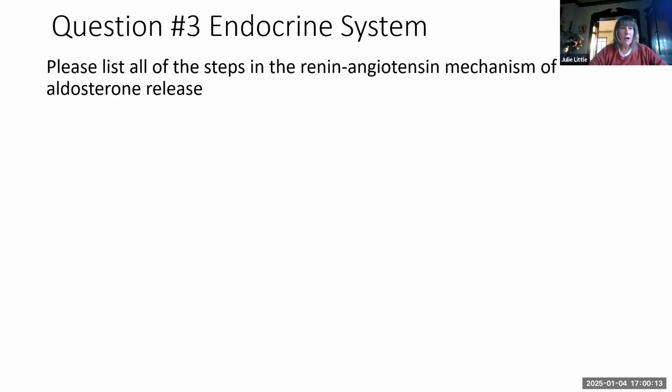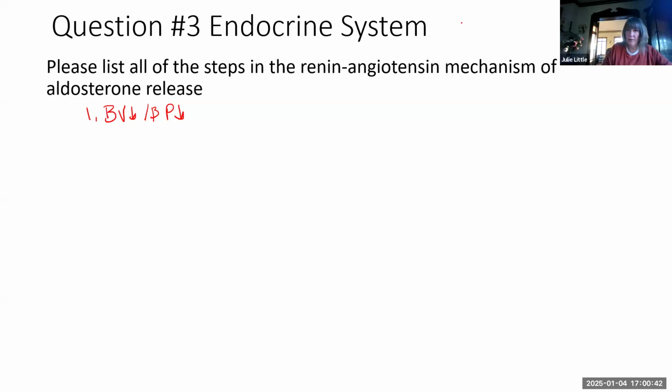Okay. So with the renin-angiotensin mechanism of aldosterone release, what we're talking about is control of blood pressure through this hormone called aldosterone. And so we always want to have adequate blood pressure. If we have blood volume decreasing or blood pressure decreasing, please write this out on your exam.